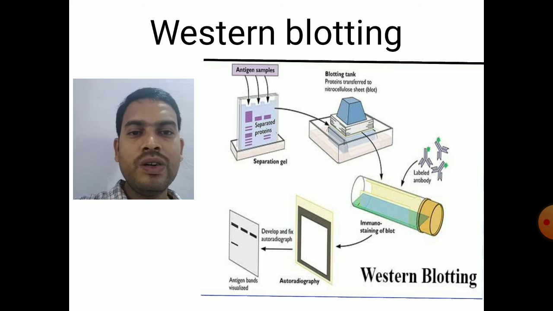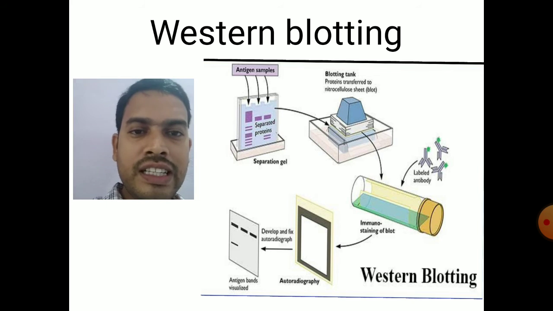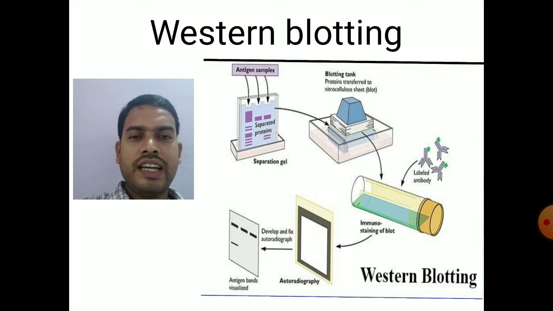After obtaining the whole cell lysate sample, it is treated with SDS, sodium dodecyl sulfate, a detergent which will give negative charge irrespective of the protein charge. After treating the sample with SDS, it is loaded into polyacrylamide gels. Generally in southern blotting and northern blotting, we use agarose gels because the size of the nucleic acids is larger. So the porosity of agarose is also larger.